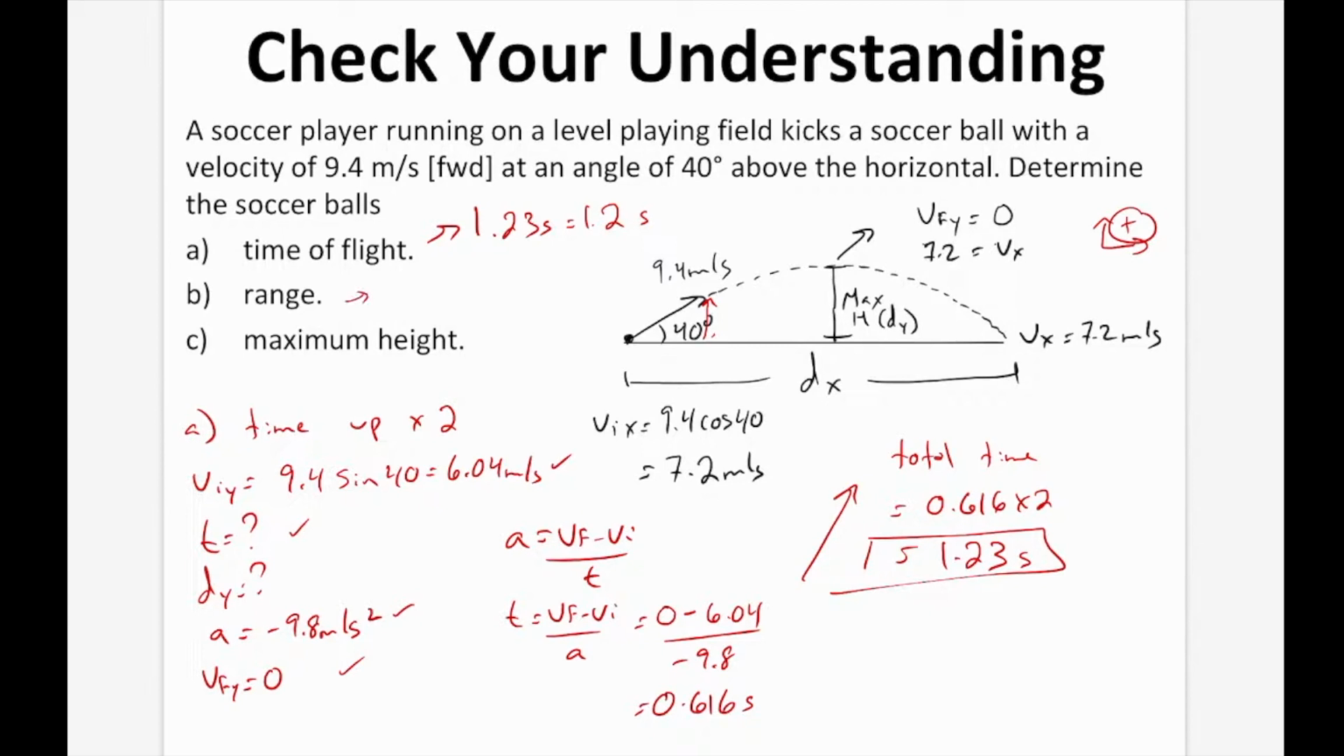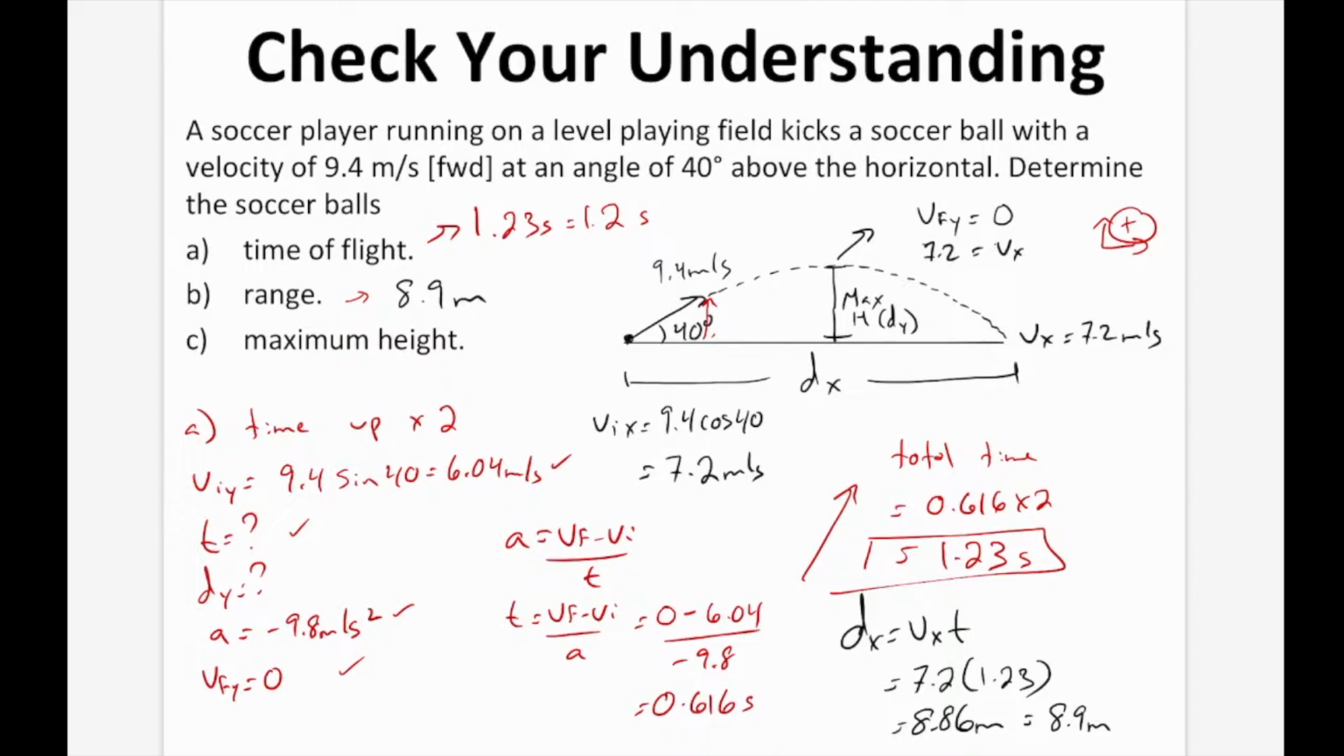Now range, that's going to be our dx. Now to find dx, we're going to take Vx times total time. Our Vx is going to be this number that we came up with before, the 7.2. 7.2 times the total time, 1.23, and that equals 8.86 meters. Now, of course, we need 2 sig digs like we were talking about before, so we're going to say 8.9 meters. So 8.9 meters.